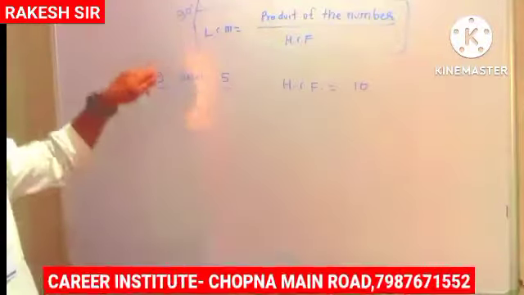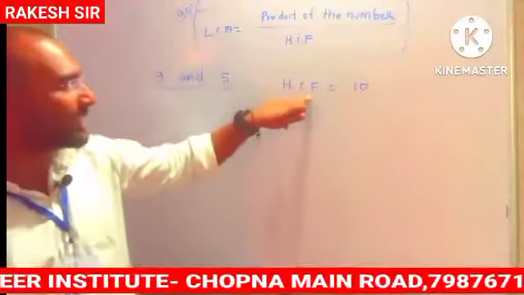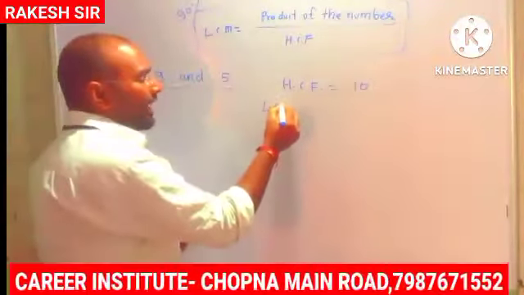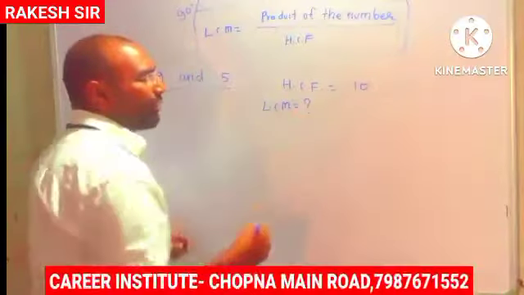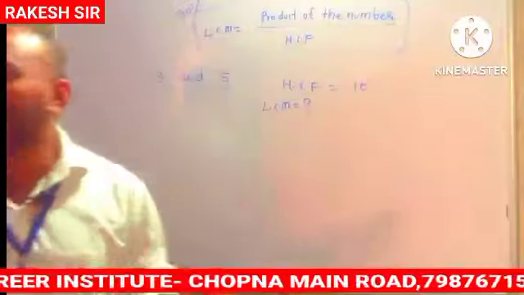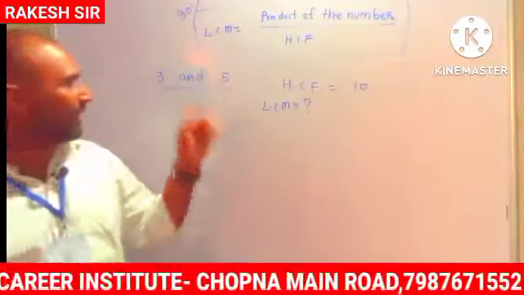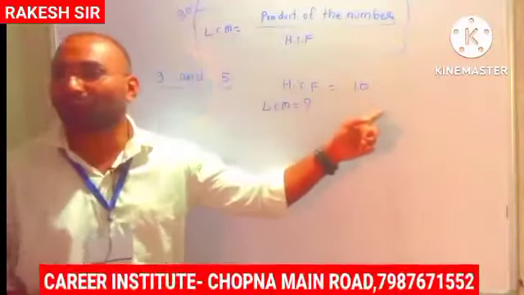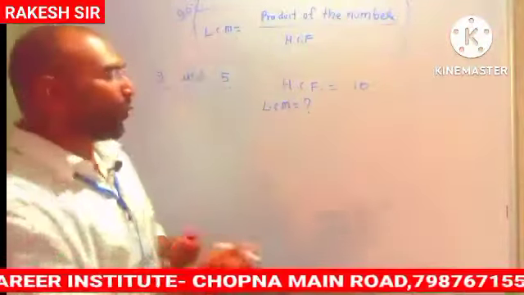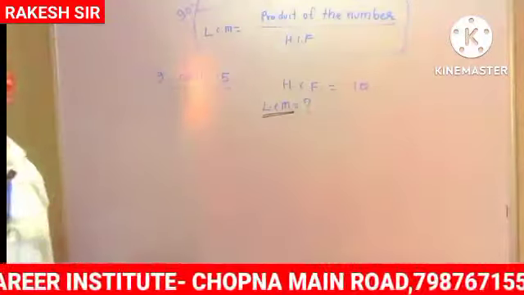Okay, method. 2 numbers are given, 9 and 5. HCF is given, 10. What we have to find out? LCM. Question is clear now? Question will be like this. 2 numbers will be given. 2 numbers दिया हुआ रहेगा. Their HCF will also be given. उसका जो HCF है वो भी दिया हुआ रहेगा. What do you have to find out? LCM. क्या निकालना पड़ेगा उसमें?